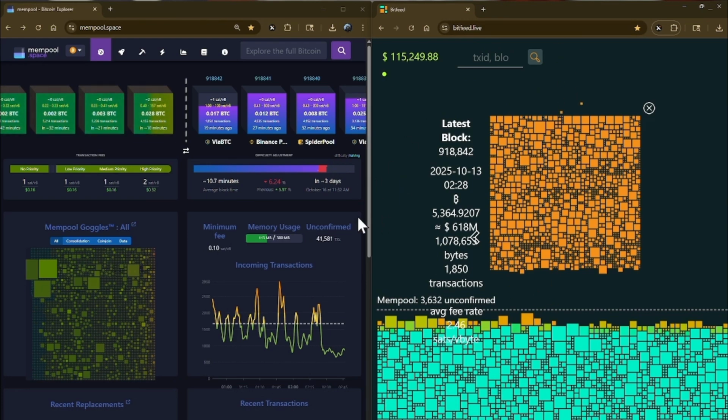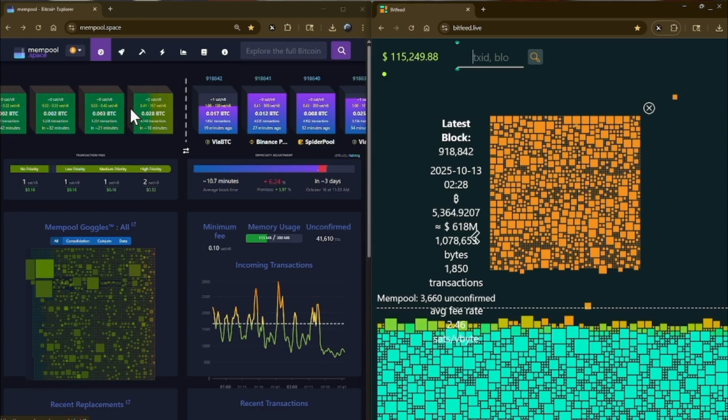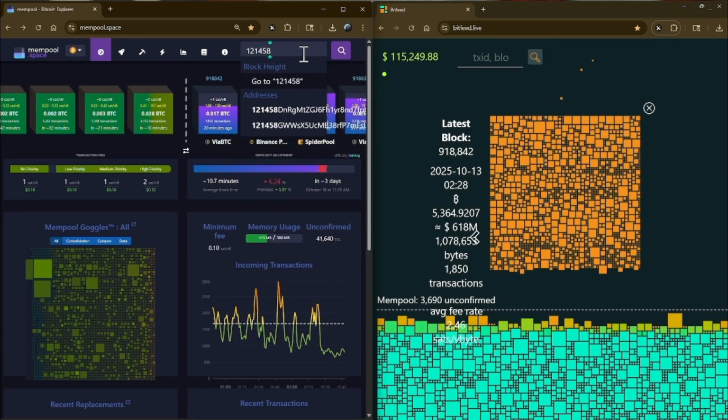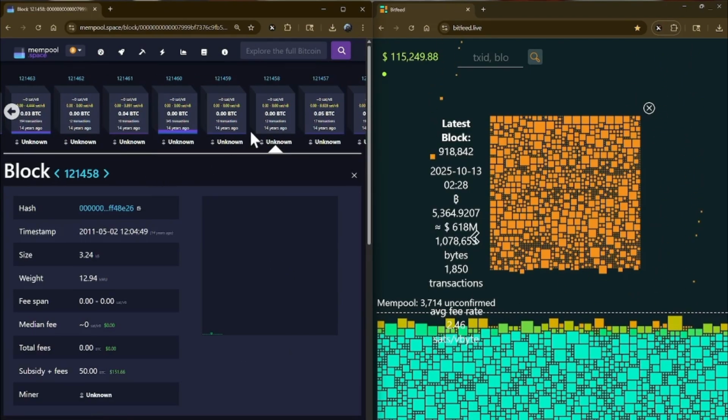Okay, I'm going to do a quick video on the tools of Bitcoin, like the mempool and Bitfeed, and how to basically make some sense out of the transactions. Here, obviously, you've got the blocks. The left side is unconfirmed, the right side is confirmed, but I'm going to show you how to look at transactions. So I'm going to use block 121,458 because it's a good example.